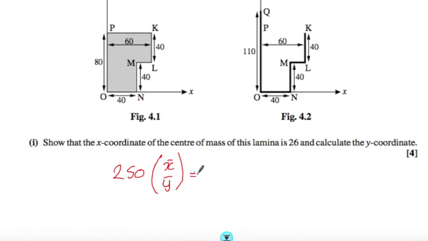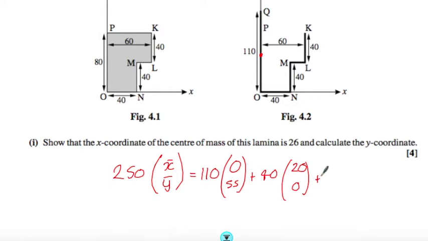So its total length is 250, or its mass if you like, times by x bar y bar, and then we're doing the same thing, but I think there's going to be more parts to this. So OP is going to be 110, its kind of mass, and then its centre of gravity will be 0, 55. ON has got a length 40, and its centre of gravity is going to be 20, 0. MN has got mass 40 and centre of gravity, well, the X one's going to be at 40 and Y will be at 20 because it's halfway up.